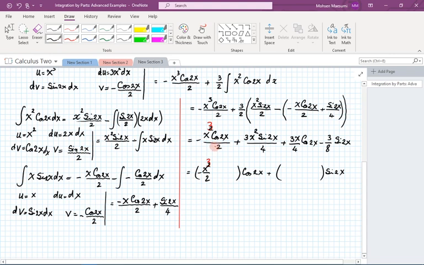So this is 3 and this is 3x over 4. Okay, this 3 is just a copy of that 3 over there. For the sine, I have 3x squared over 4 here and minus 3/8 over here. So if that looks any better, that is the final answer for this problem.